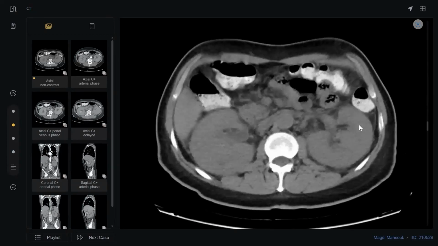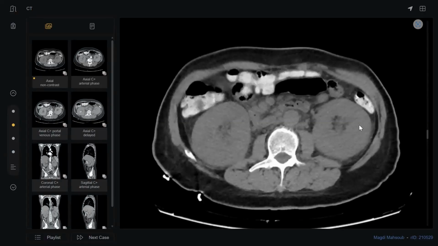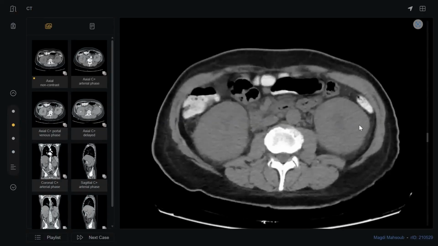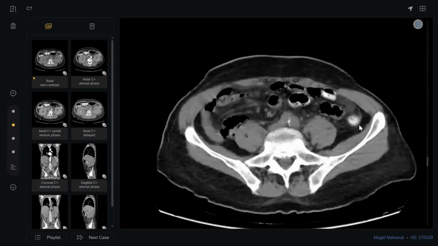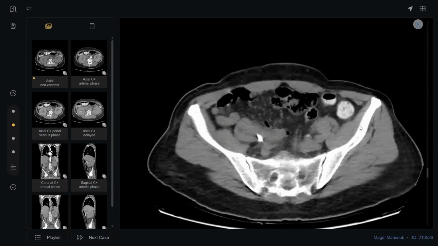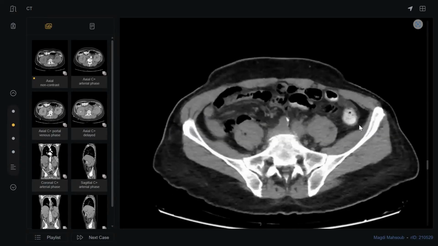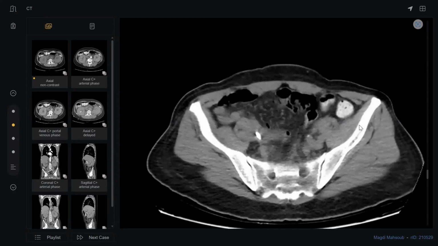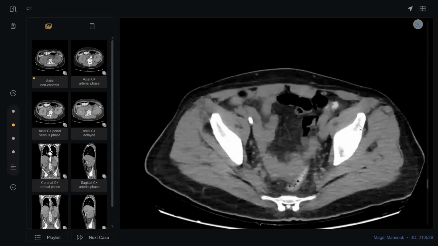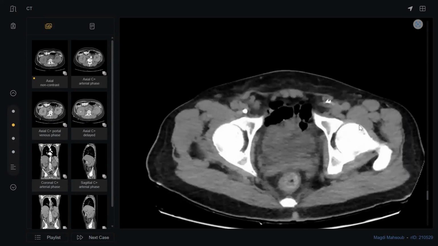There are bilateral bulky kidneys, perinephric fat stranding, as well as dilatation of the right collecting system. I am looking for any calculus because right-sided hydronephrosis is there. The patient is an old age patient. There are atherosclerotic changes seen in the abdominal aorta and its branches.